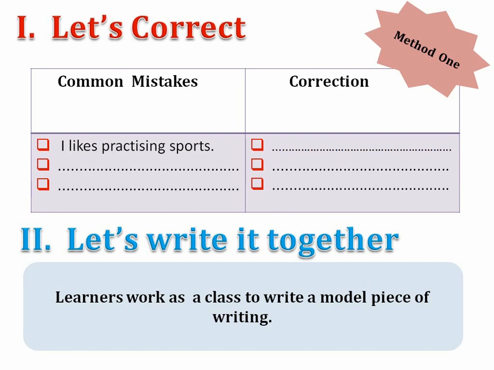After discussing and correcting the most common mistakes of the class, the teacher moves on to the next step, which is let's write it together. Here, learners work as a class to write a model piece of writing. Each student suggests a given idea, and with the teacher's guidance, the class cooperates to produce a coherent piece of writing.